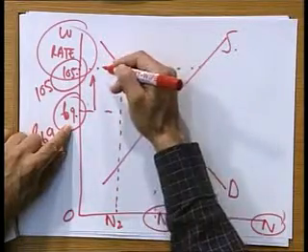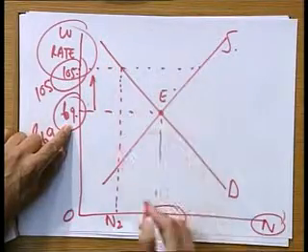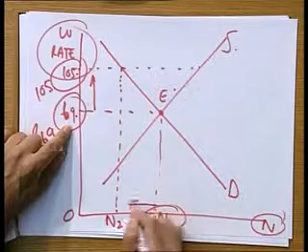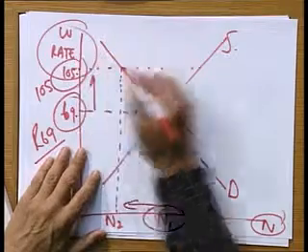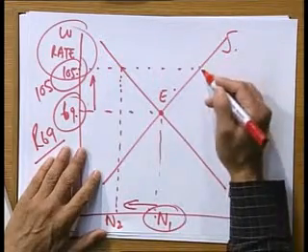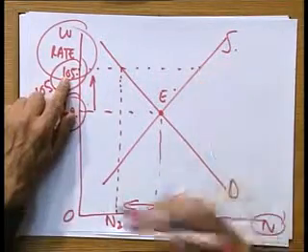Now when the minimum wage increased to 105, employment decreases to N2. So there's less labor employed. If you look at the number of labor that will be supplied at this wage, it will be higher because more workers will be willing to work at the higher minimum wage.